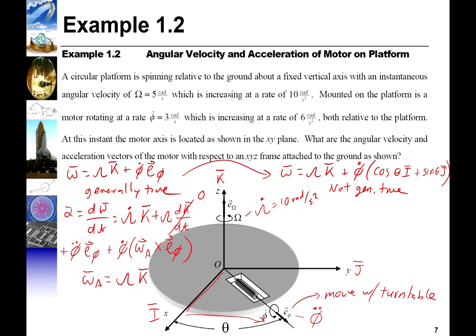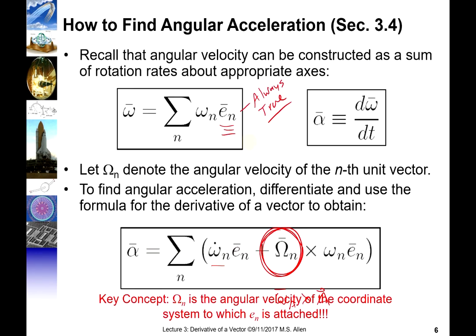All right, so let's plug that all in and do a little bit more math there. So what we had there tells us that alpha is equal to capital Omega in the k direction plus, actually that term was 0, plus phi double dot e phi plus phi dot times omega in the k direction crossed into e phi.